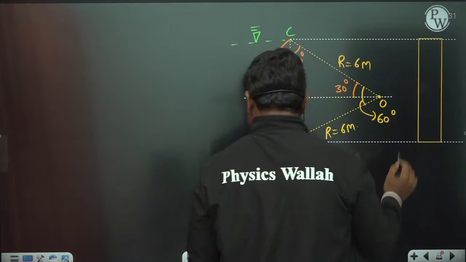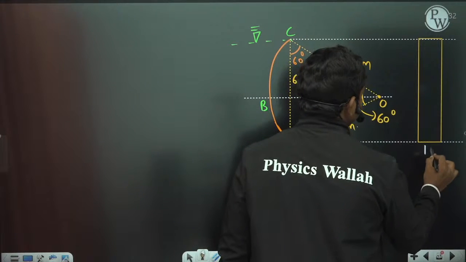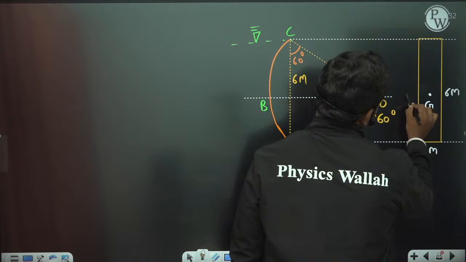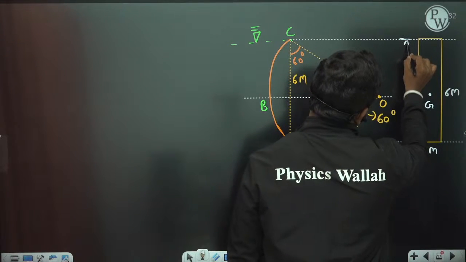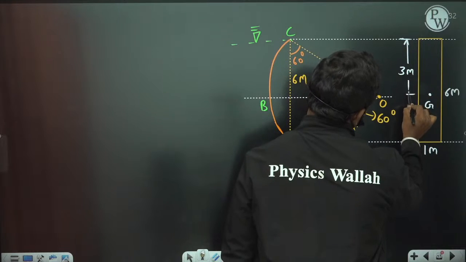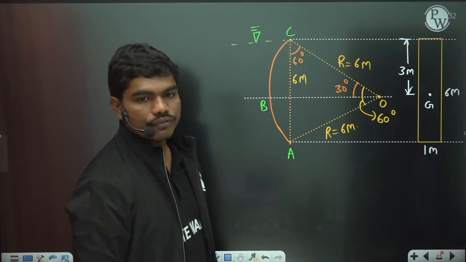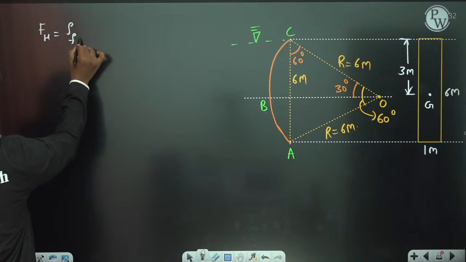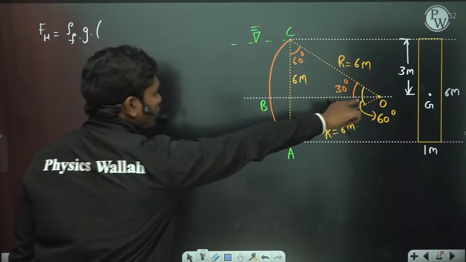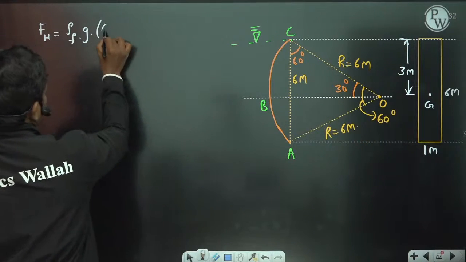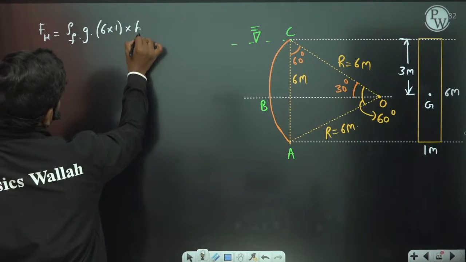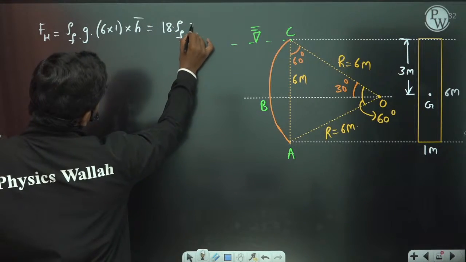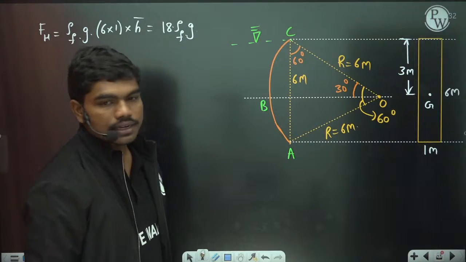So this height is 6 meters and this is 1 meter. The centroid is somewhere here, G, and this dimension is half of the 6 meters, which is 3 meters. So if you want to calculate F horizontal, it is equal to density of fluid times g times this area. What is the area? 6 into 1, into h bar, which is 3 meters, of course. So this is a total of 18 times density of the fluid times gravity. This is the horizontal force that is acting in the x direction.